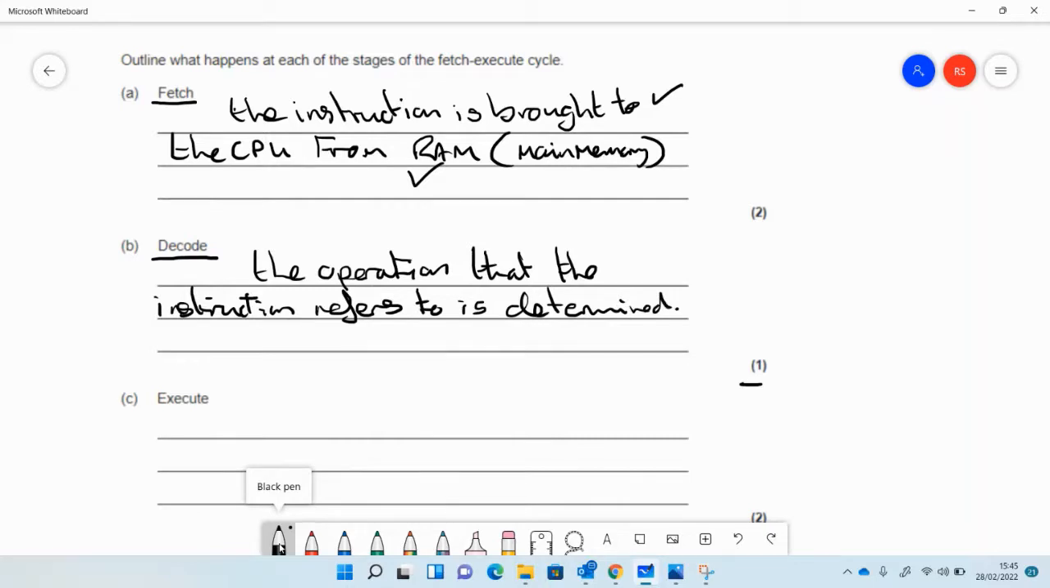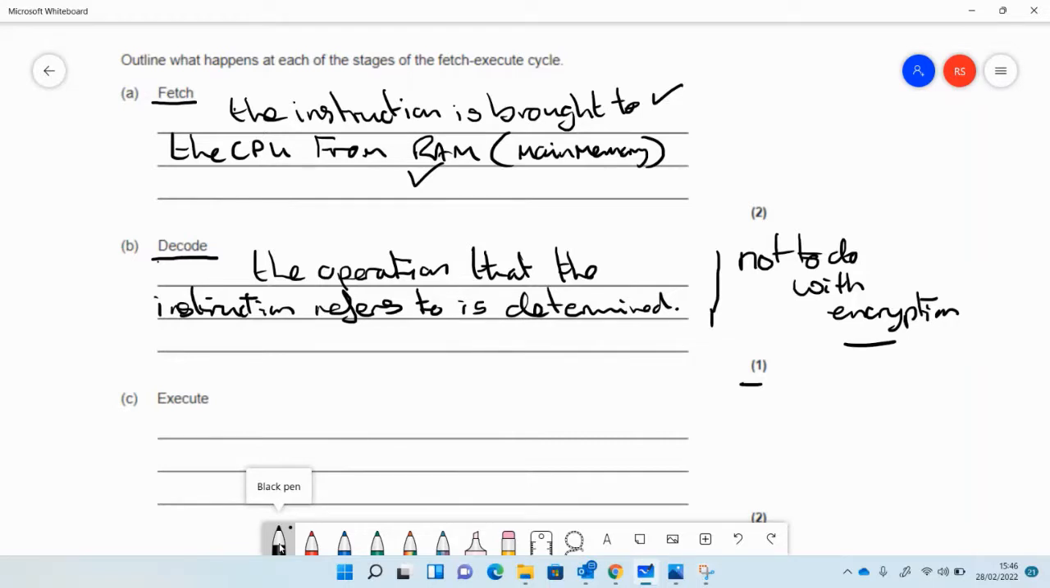Or we could say this in slightly less wordy English, perhaps. We could say something like the operation required is determined, or is found out. We're trying not to use the word decoded. Also, don't be confused. Decode is nothing to do with encryption. I know sometimes we talk about decoding something in encryption, but this is a different thing. It's not to do with encryption.